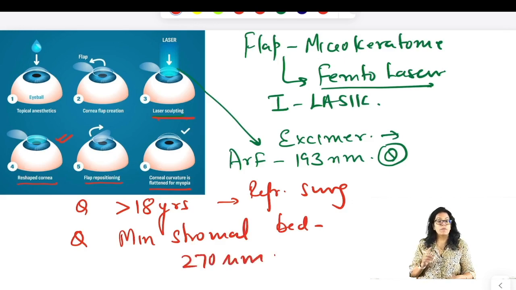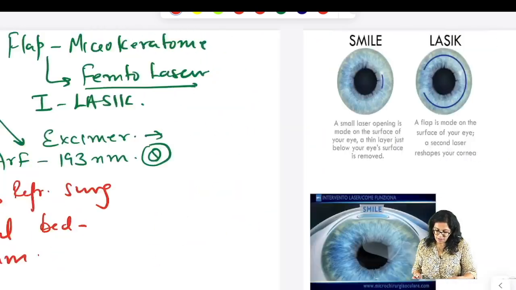I hope you all remember what is the normal thickness of cornea. Normal thickness of cornea, what will you answer? Anything between 500 to 600, right? Okay, we come to the next thing.